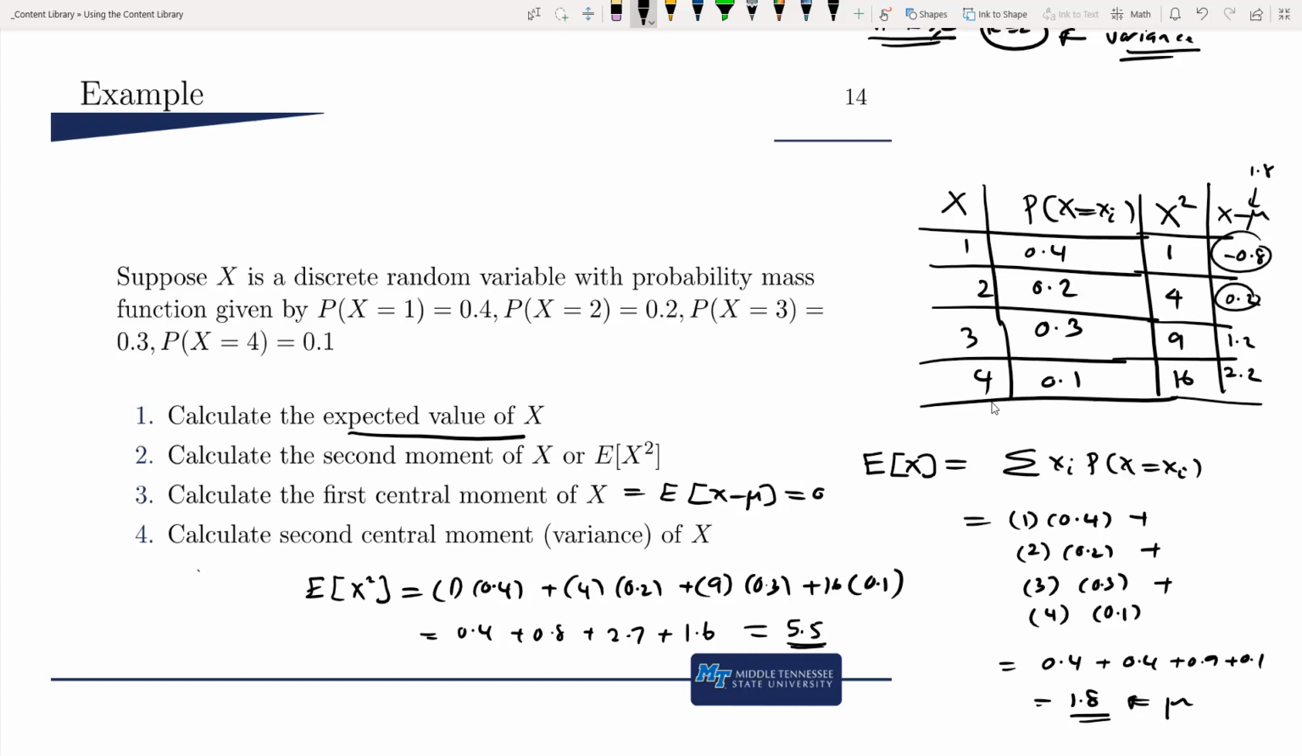Okay, so then the second central moment, for that you have to create another column, x minus mu squared. Okay. Then get the expected value using the same approach.